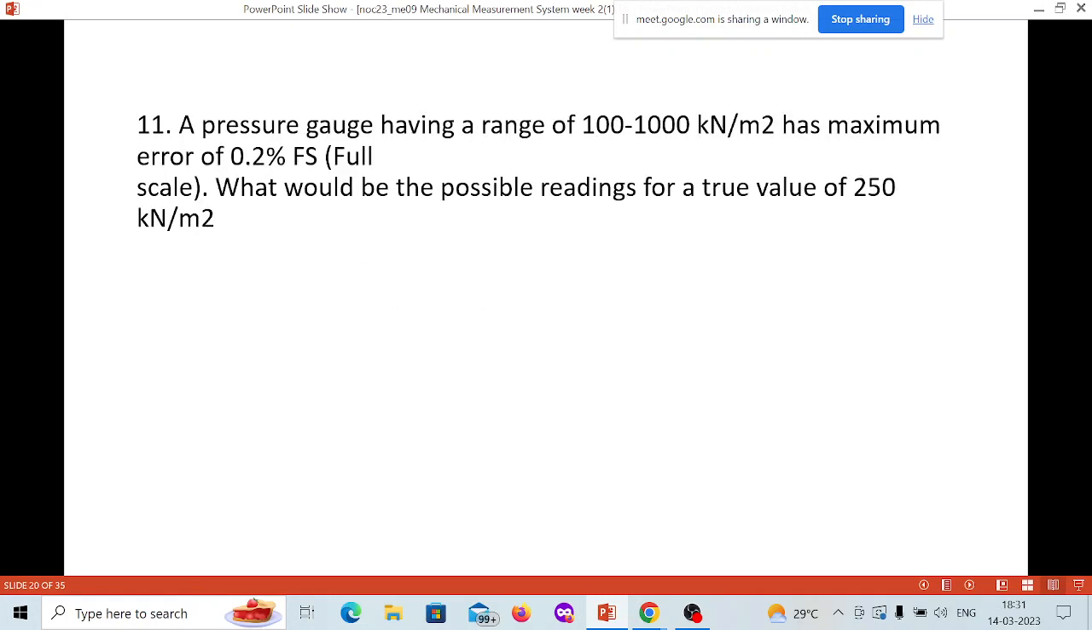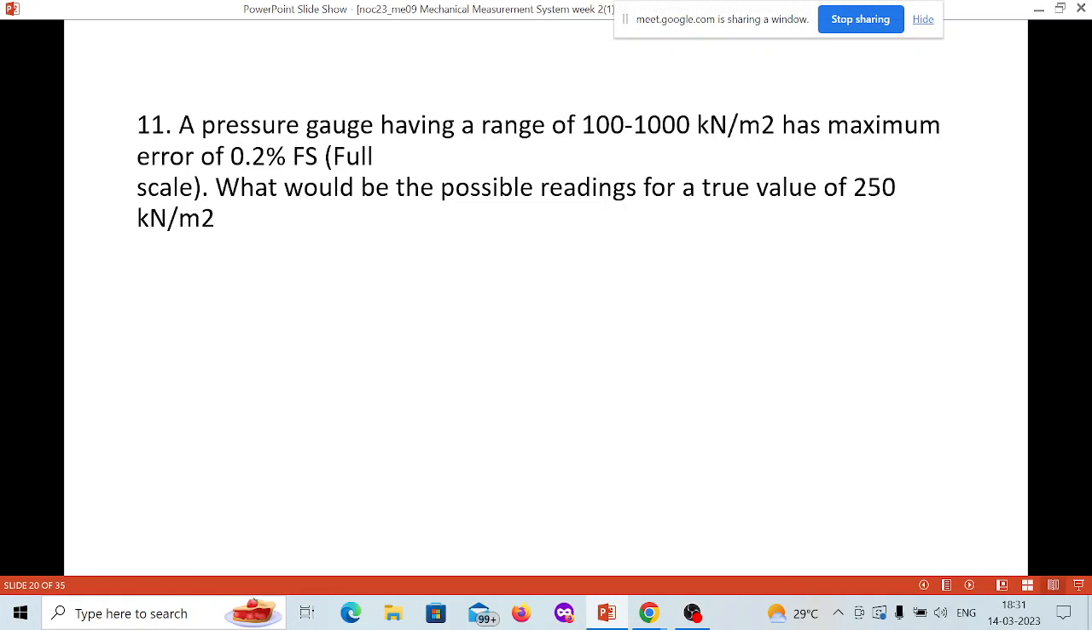Moving on to the next question, you have a pressure gauge having a range of 100 to 1000 kilonewton per meter square, which has a maximum error of 0.2% of full scale, FS, full scale.